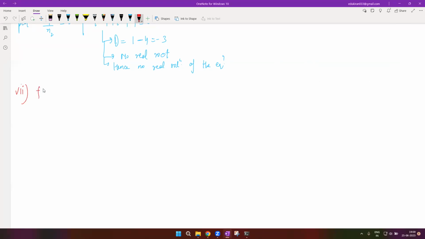Hanji, chalo. Check for this one. f is a function given from R to R, that is, set of real numbers to set of real numbers. And your f(x) is mod x. Solve this one.